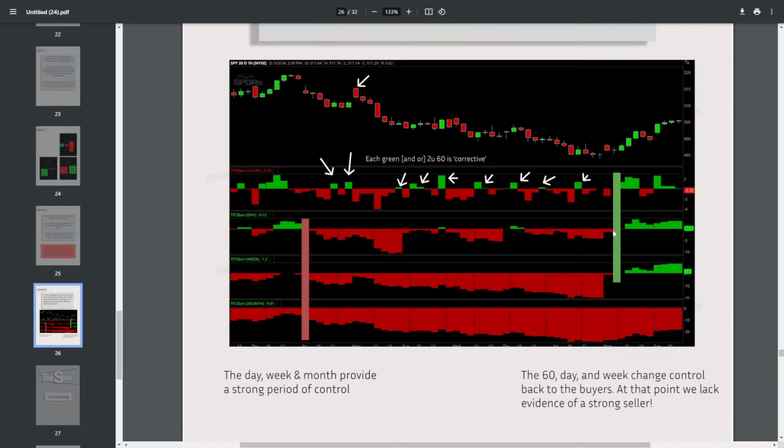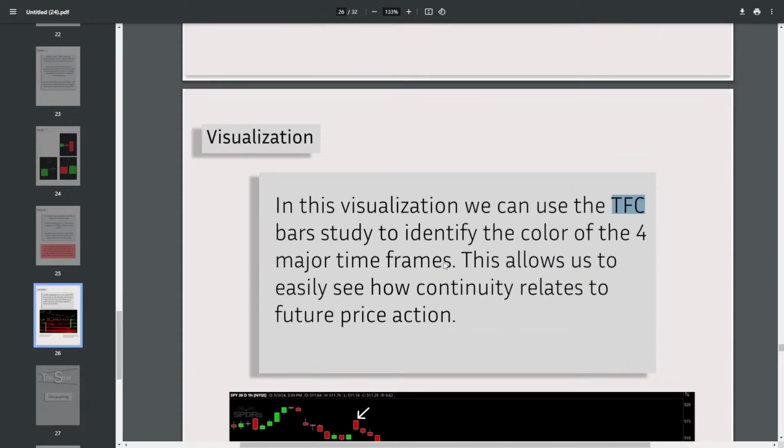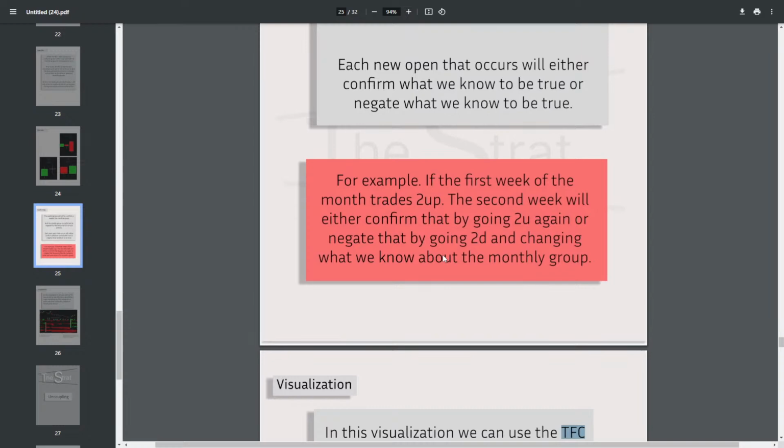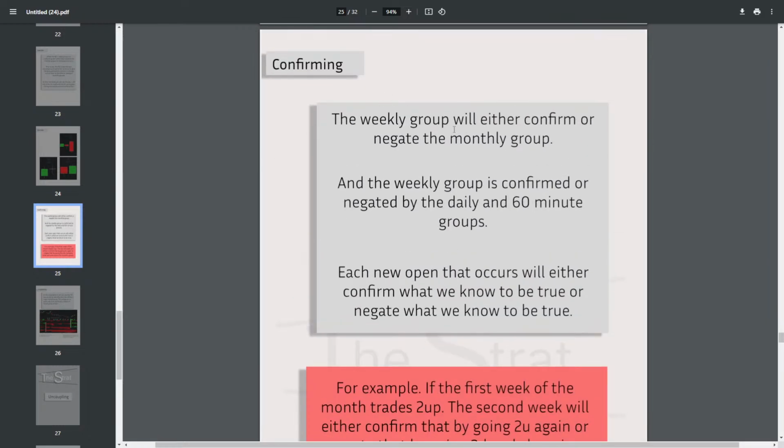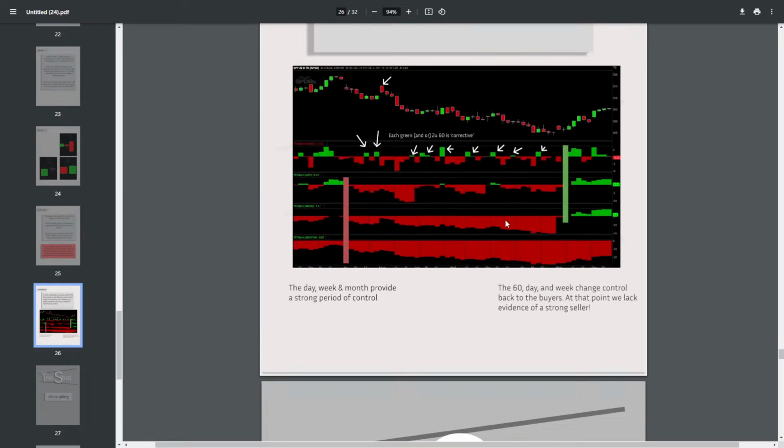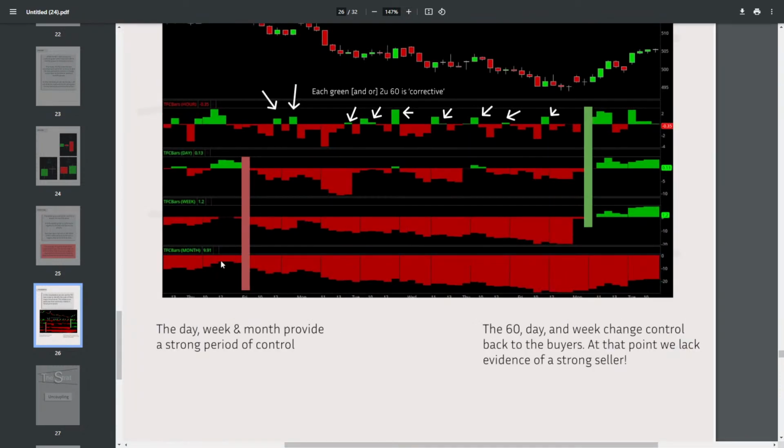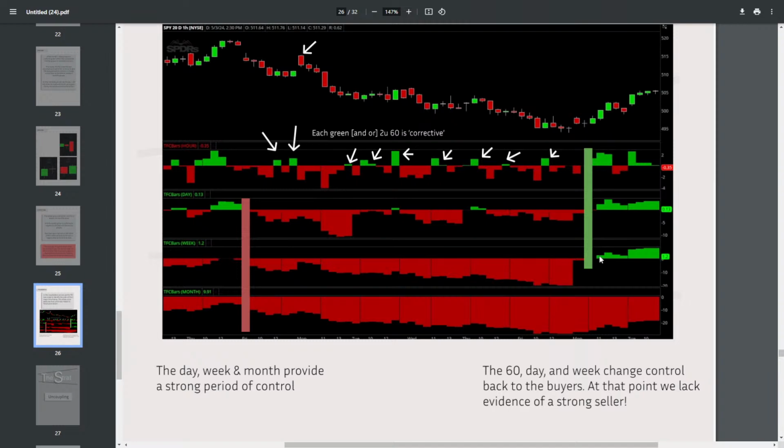And then once the new week had opened, you'll see this. Notice how the weekly group is now negating what that first week had done. This is when we're talking about each week confirming or negating the monthly group. That is exactly what we're talking about. Notice the monthly group, they're selling, they're selling, they're selling. The new week opens, goes green. That's negating what we know to be true. So when the 60, the day, and the week all go green right here, we have no evidence of that monthly seller who was previously selling. And that occurs here.